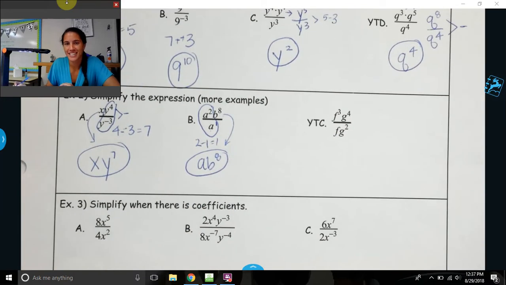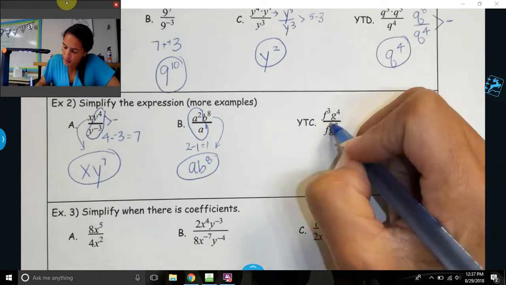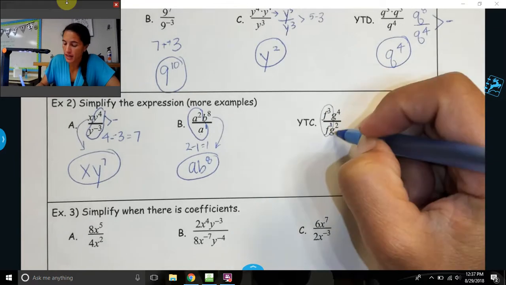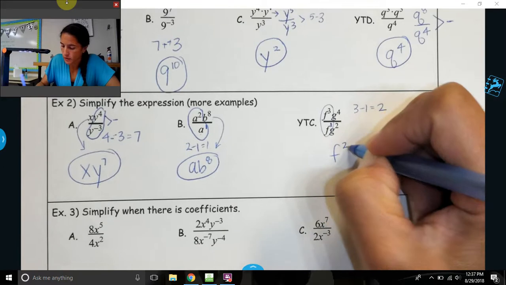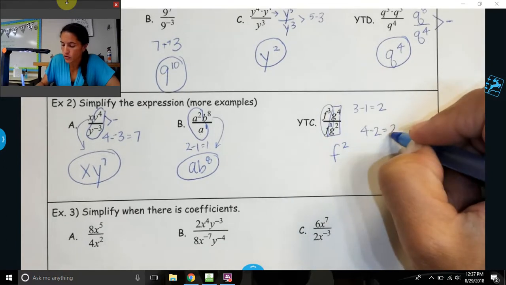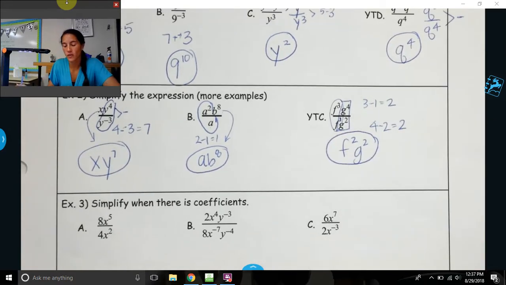All right, you try C. Press pause, and press play when you're ready. All right, so I'm going to put an exponent of 1 with my f, and I'm going to simplify my f's. So 3 minus 1 is 2. And then I'm going to simplify my g's. 4 minus 2 is 2. So your answer should be f squared, g squared.